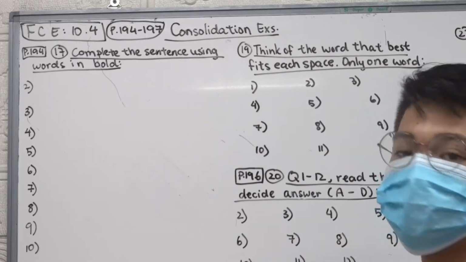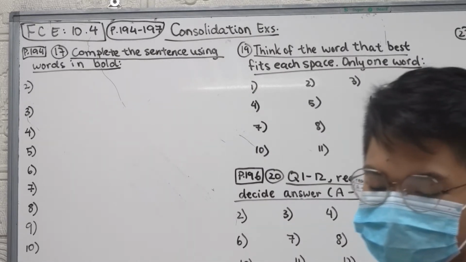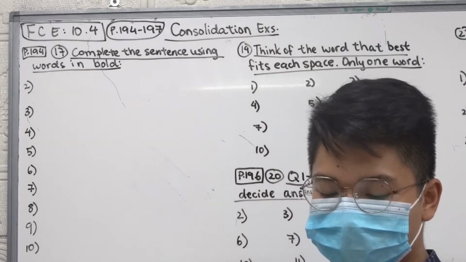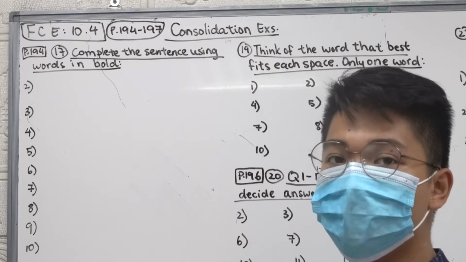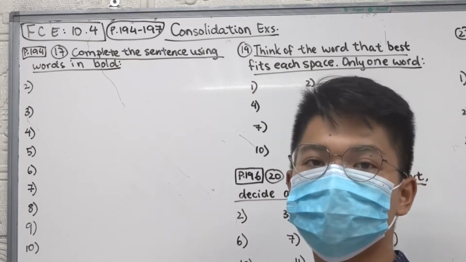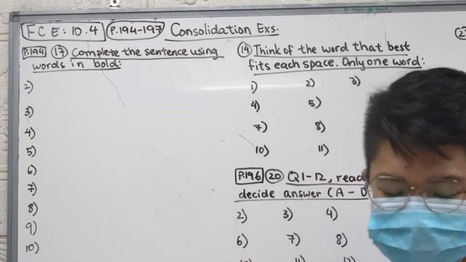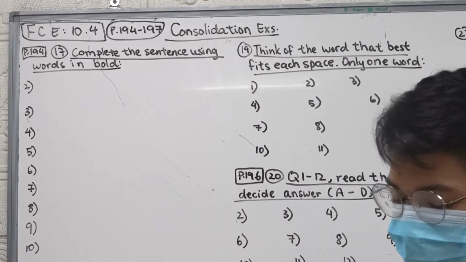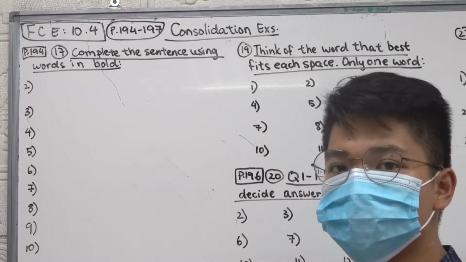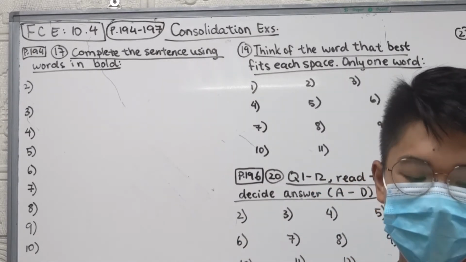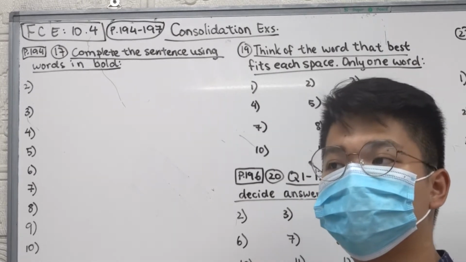Complete the sentences using the words in bold. We have one example: question number 1 is an example. Let's try to read it together. He regrets not applying for the job. Regrets means something they wish they had done but they didn't do. So he wished he did apply but he did not. We can change the word regrets into the positive form of wishes. So he wishes he had applied for the job. We have to remove the negative, regret not applying.